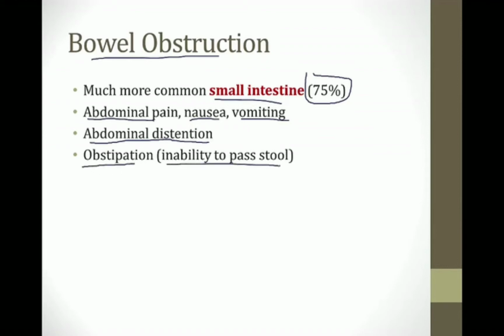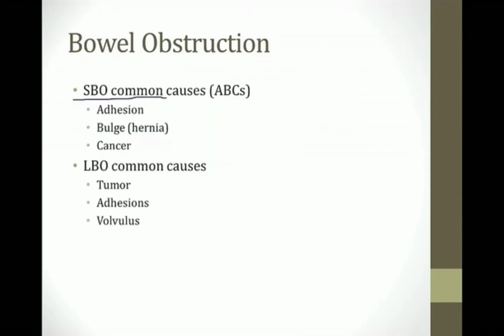If you ever meet a patient who has abdominal pain and says they haven't passed stool in several days or are unable to pass gas, that's a very worrisome finding. The common causes of small bowel obstruction, the more common type of bowel obstruction, are remembered by the mnemonic ABC. A is for adhesions, B is for bulge, meaning a hernia, and C is for cancer. Large bowel obstructions are commonly caused by tumors, and then by adhesions, and finally volvulus.